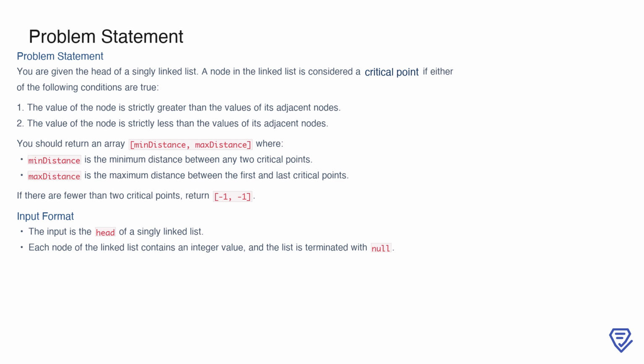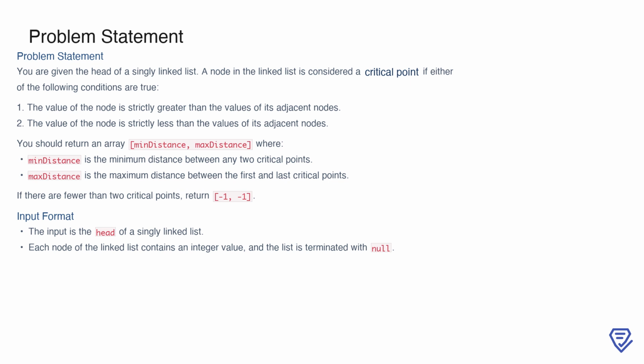Let's dive in. In this problem, we are working with a singly linked list, where each node contains an integer value. Our goal is to identify critical points in the list. A critical point is defined as a node whose value is either strictly greater than the values of its immediate neighbors, making it a peak, or strictly less than the values of its immediate neighbors, making it a valley. Once we identify these critical points, we need to calculate two distances.